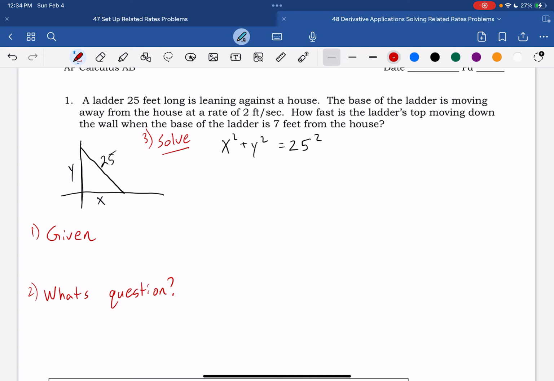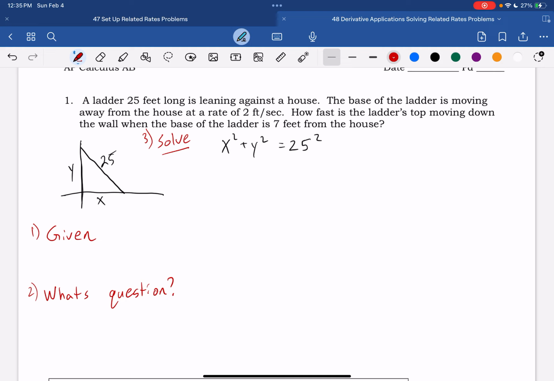Alright, so in number 1 here, we had a ladder 25 feet long, leaning against a house. We're told that the base of the ladder is moving away from the house at a rate of 2 feet per second. We want to know how fast the ladder's top is moving down the wall when the base of the ladder is 7 feet from the house.